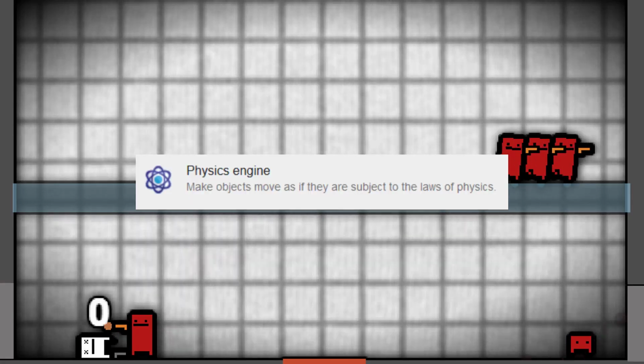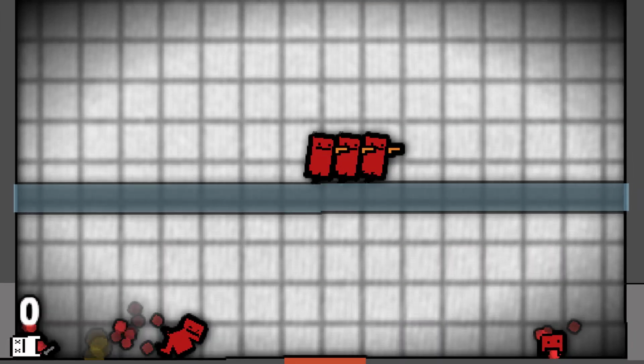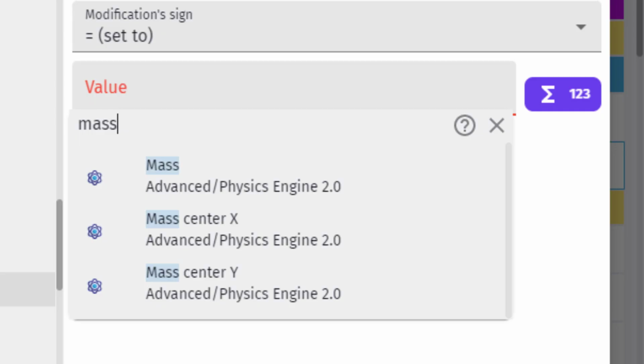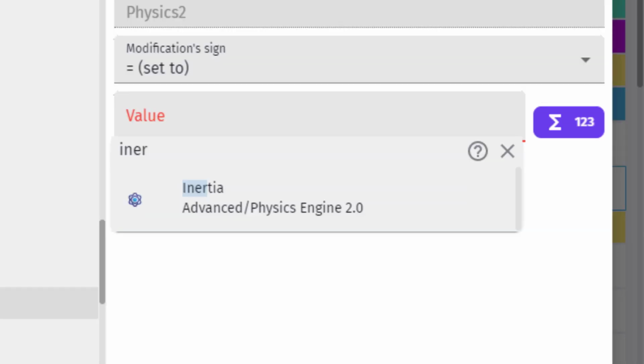Next, we have new expressions in the physics behavior. These are the mass and moments of inertia. The mass expression will be the quantity of matter in a physics body, while the moments of inertia would be the property of the body due to which it resists angular acceleration.